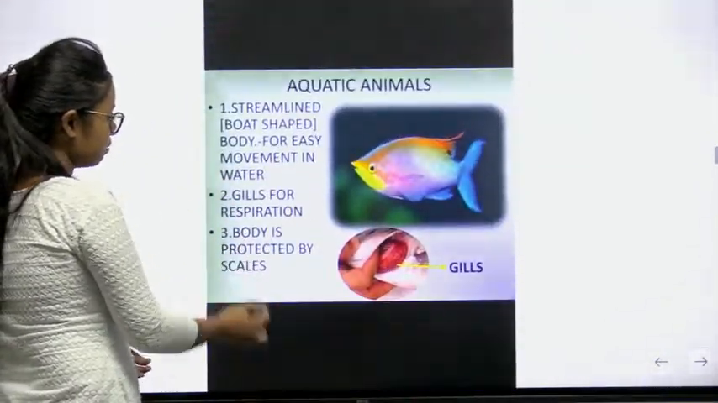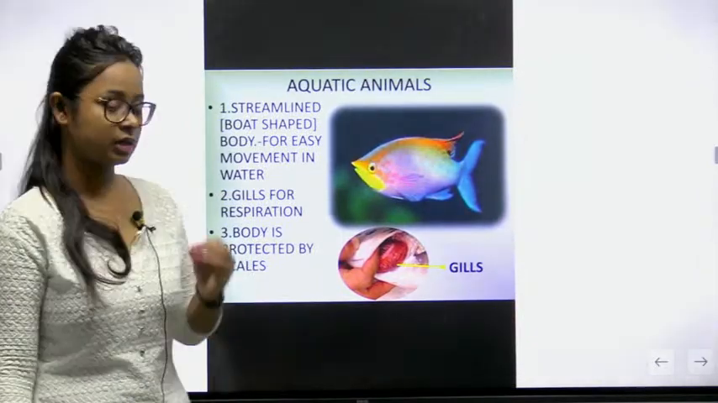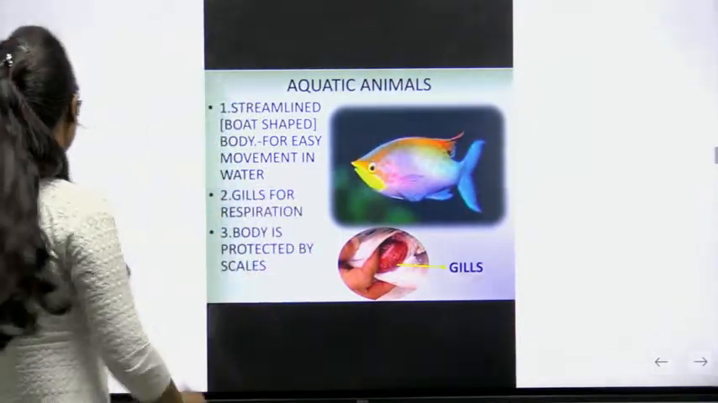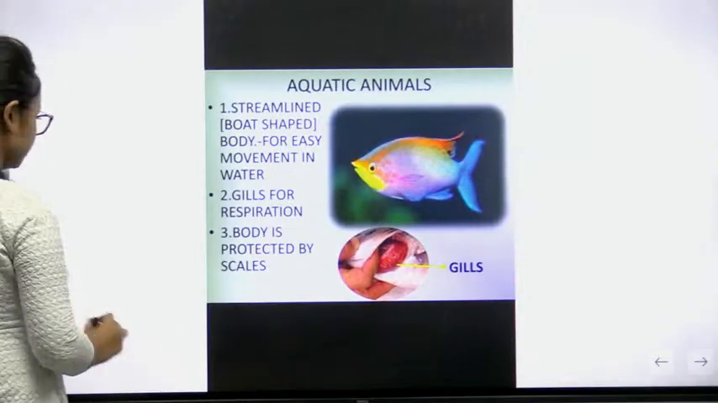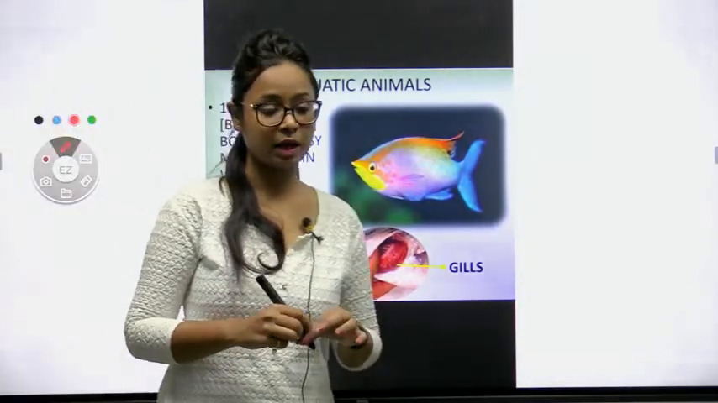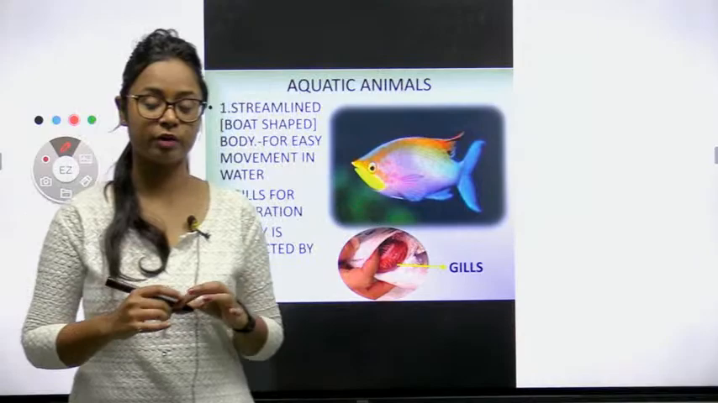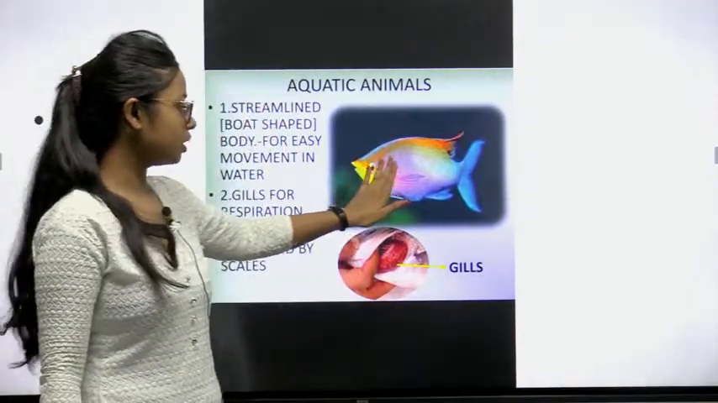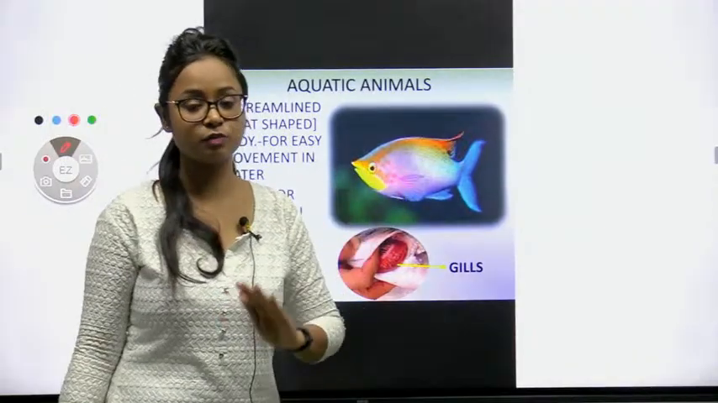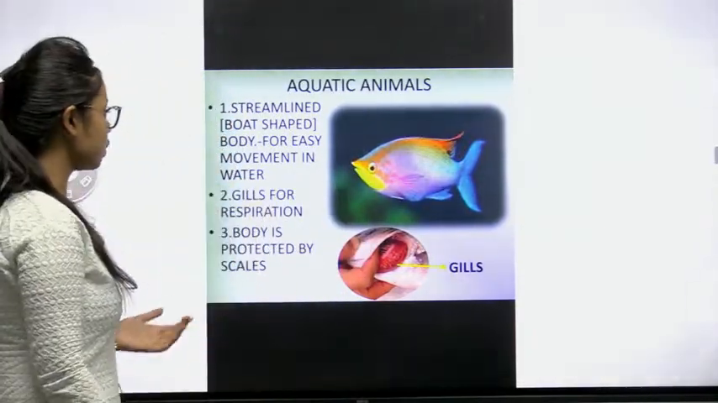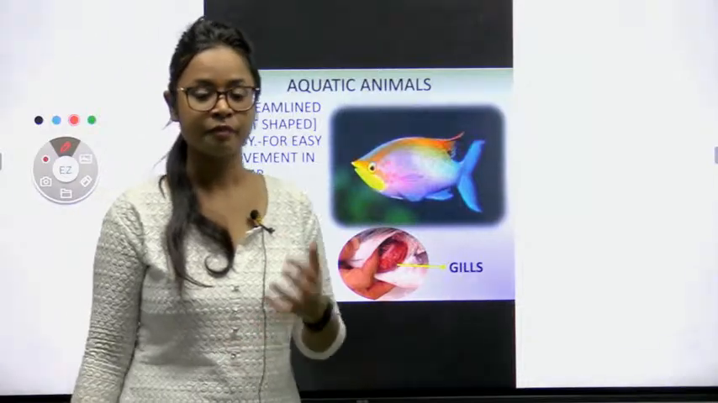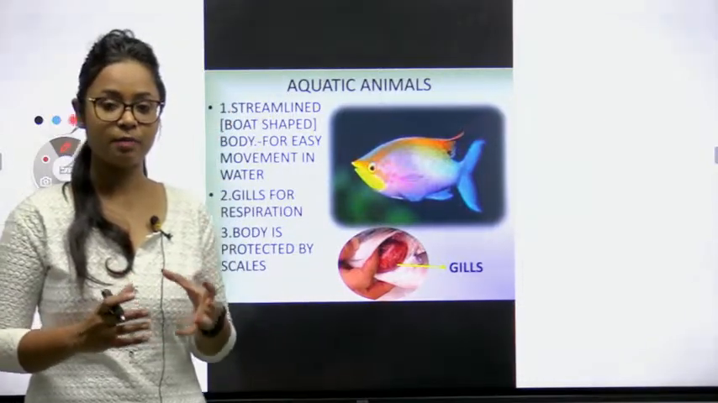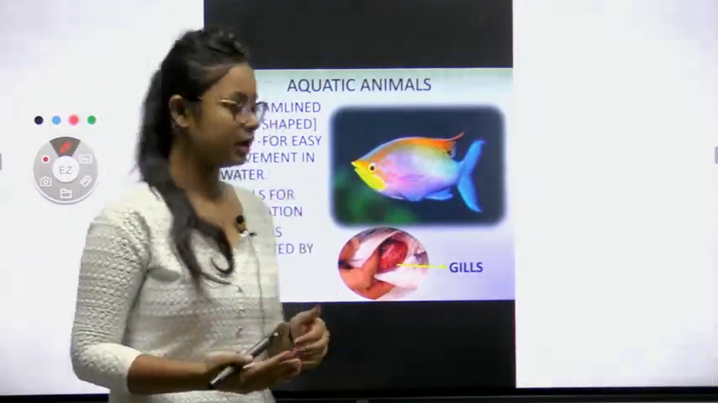They have a streamlined body. Also they have fish scales on their body. What are fish scales? Now you all know, if we put something in water for a very long time, it will start getting damaged. So that's why on the body of a fish there are fish scales present which protect their body from damage. Also they have a streamlined body so that they can swim easily in water.